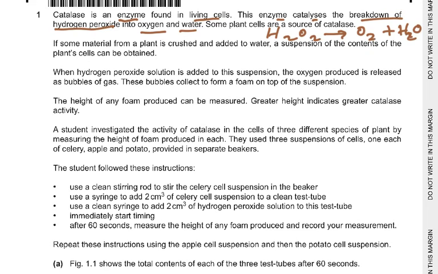Some plant cells are a source of catalase. If some material from a plant is crushed and added to water, a suspension of the contents of the plant cell can be obtained. Why is it a suspension? Why is it not a solution? Because the cell membrane is a phospholipid bilayer that doesn't dissolve. It suspends. Just like you make a banana milkshake, then the pieces of the banana are suspended in the milk. So it's not a solution. Glucose makes a solution because glucose dissolves in water. So please understand a suspension.